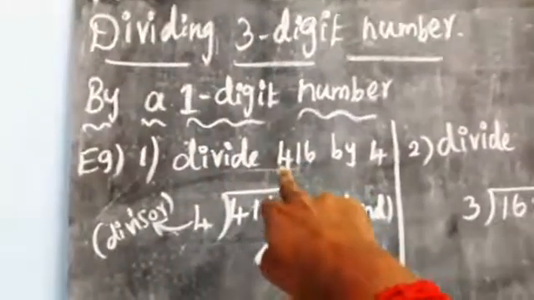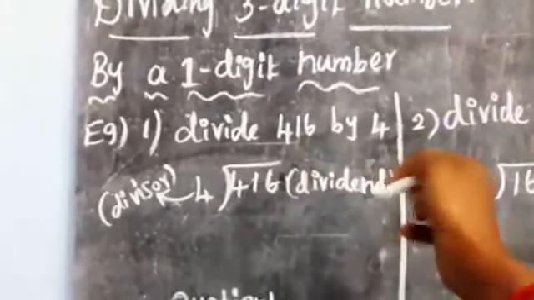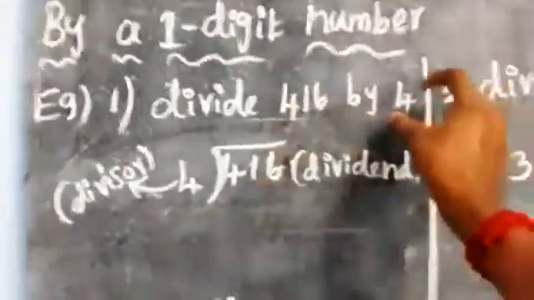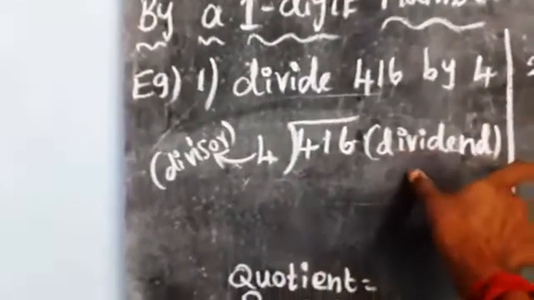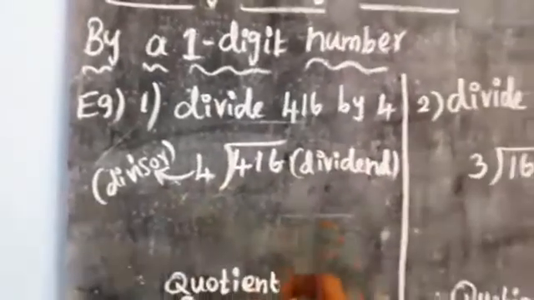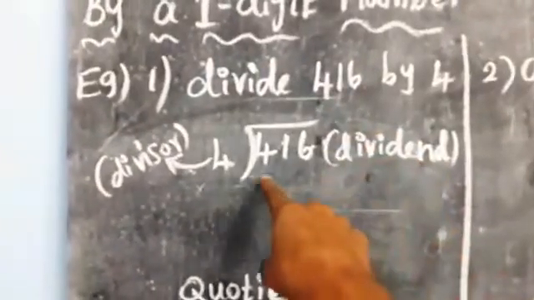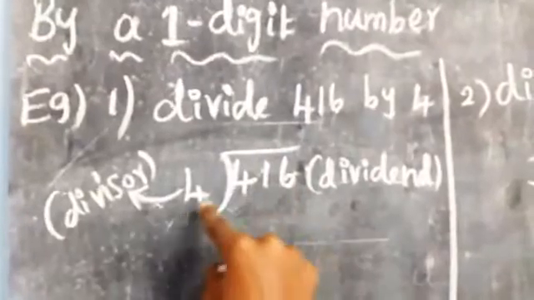Divide 416 by 4. The 416 is the dividend, 4 is the divisor. Now we can divide 416 by 4.